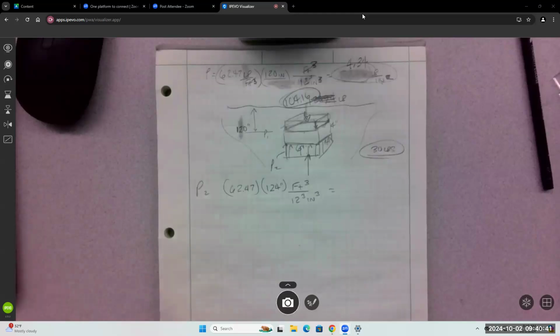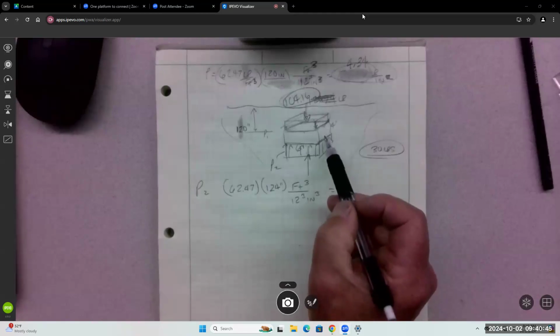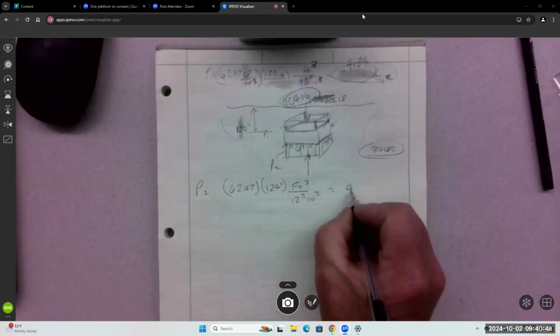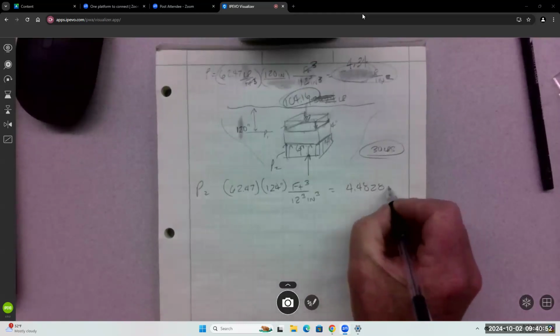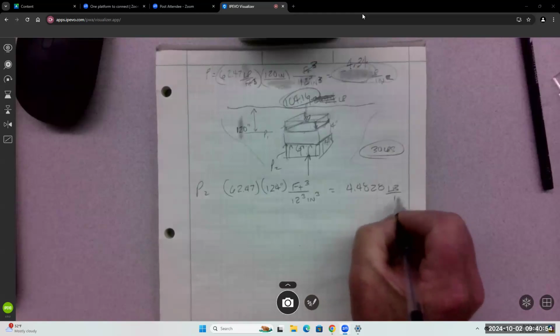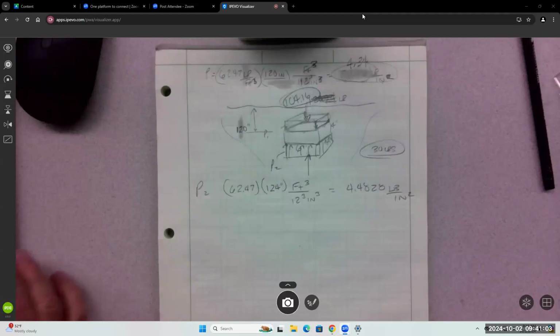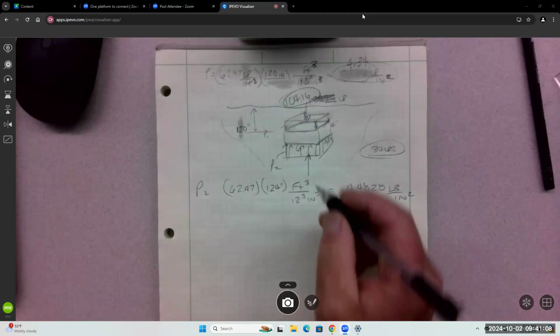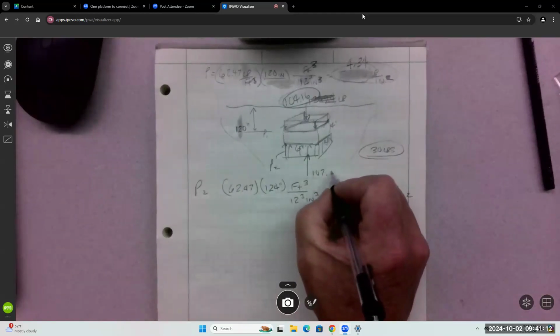Pressure should be similar, right? It's only 4 inches of depth. 4.48. Yep. And then you take that times the 6 and times the 4. Yep. 107.5872.